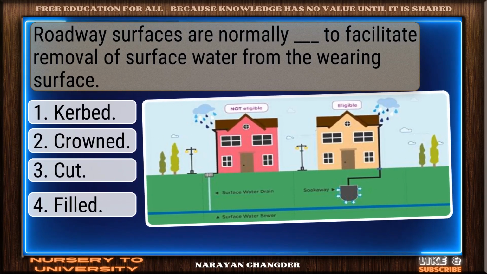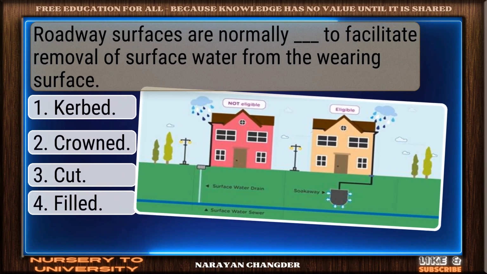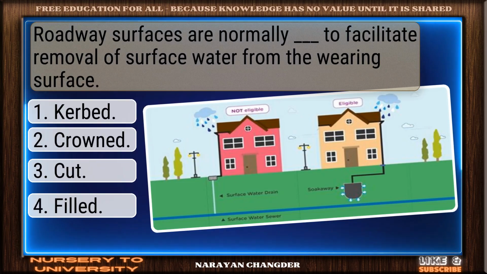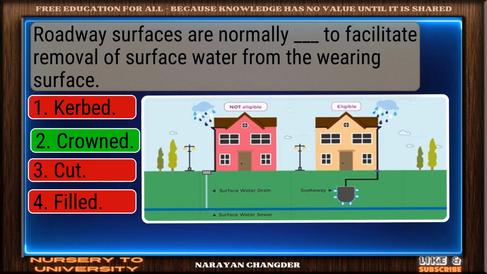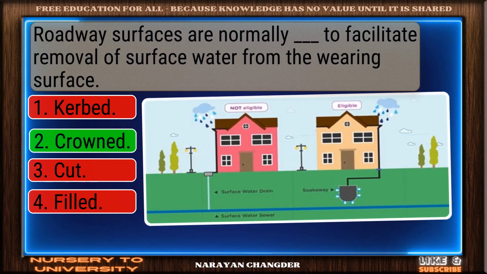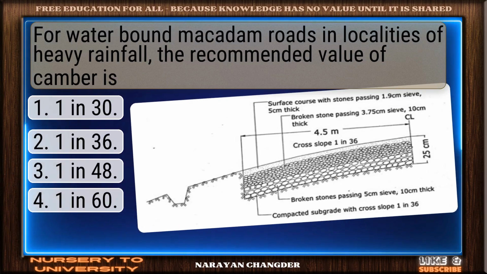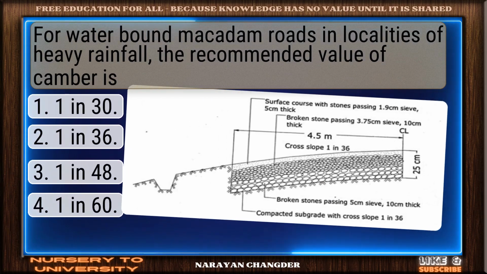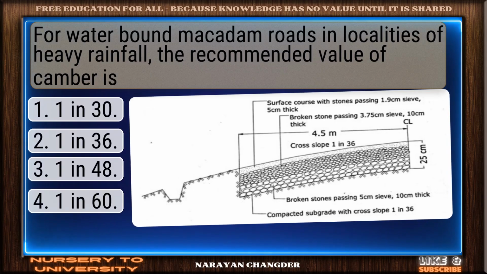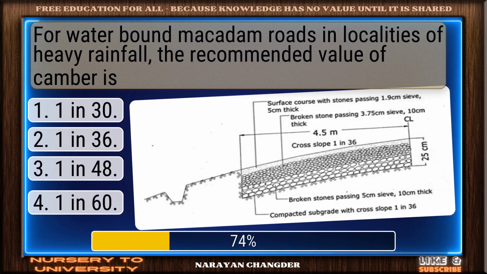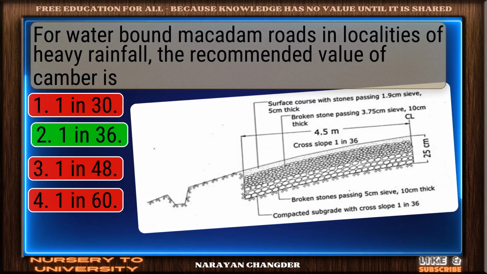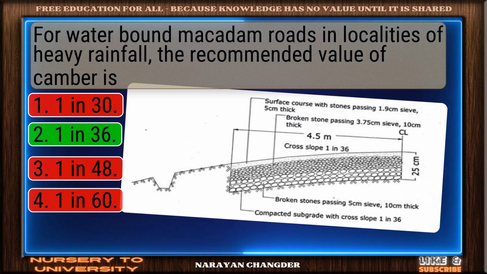Roadway surfaces are normally dash to facilitate removal of surface water from the wearing surface. Well done. Crowned is the right choice. For water-bound macadam roads in localities of heavy rainfall, the recommended value of camber is... Excellent. 1 in 36 is a brilliant choice.